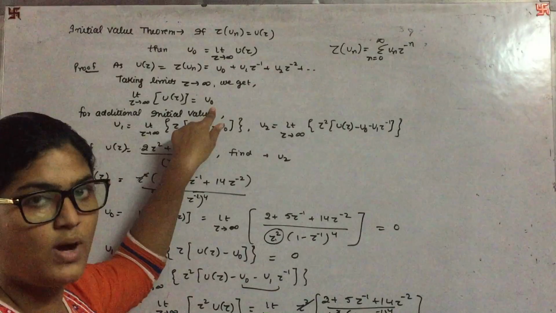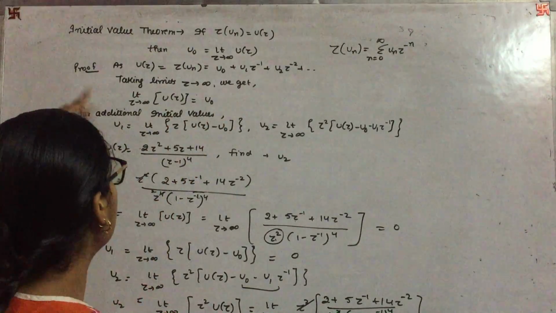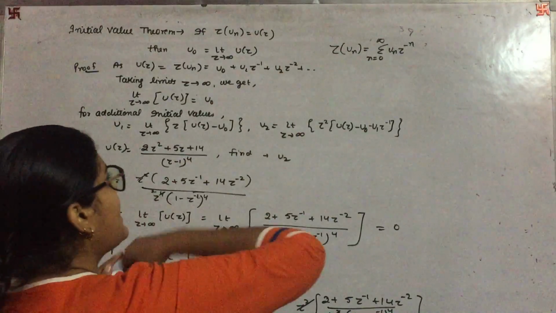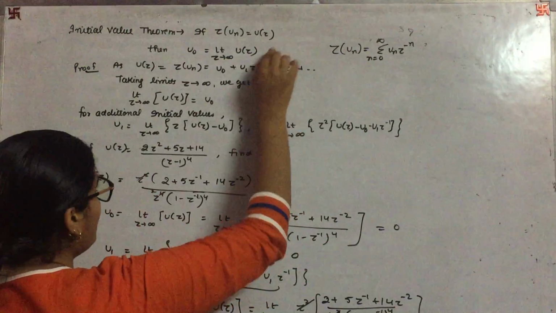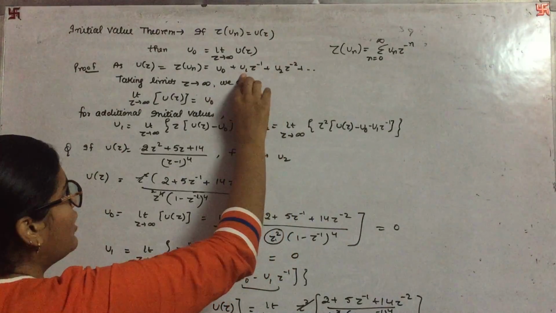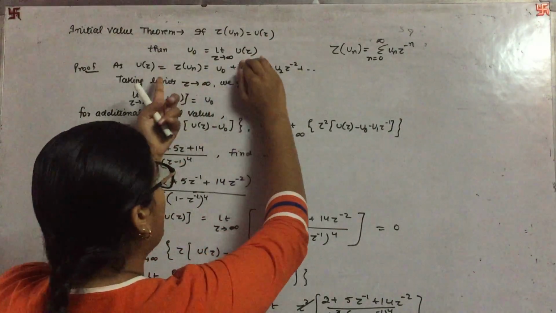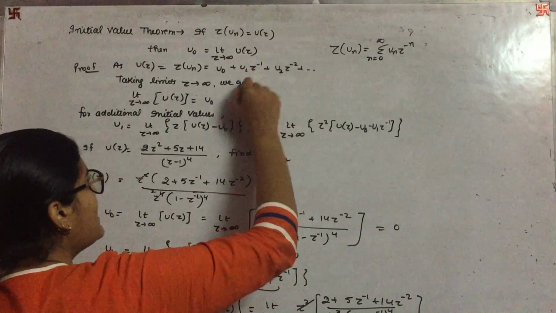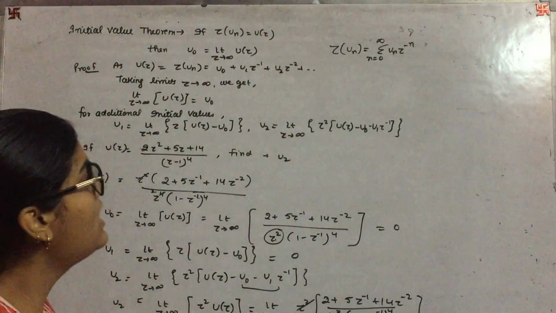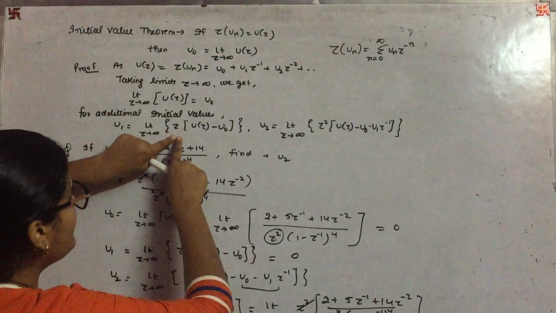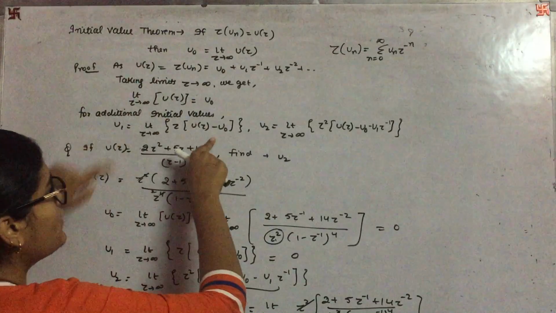Now what about u1, u2, u3? For the additional initial values you can find them as well. Suppose you neglect the higher powers. If you have to find the value of u1, just take u naught to the left hand side and z inverse into the denominator. 1 upon z inverse becomes z. So this is the formula: z times U(z) minus u naught.